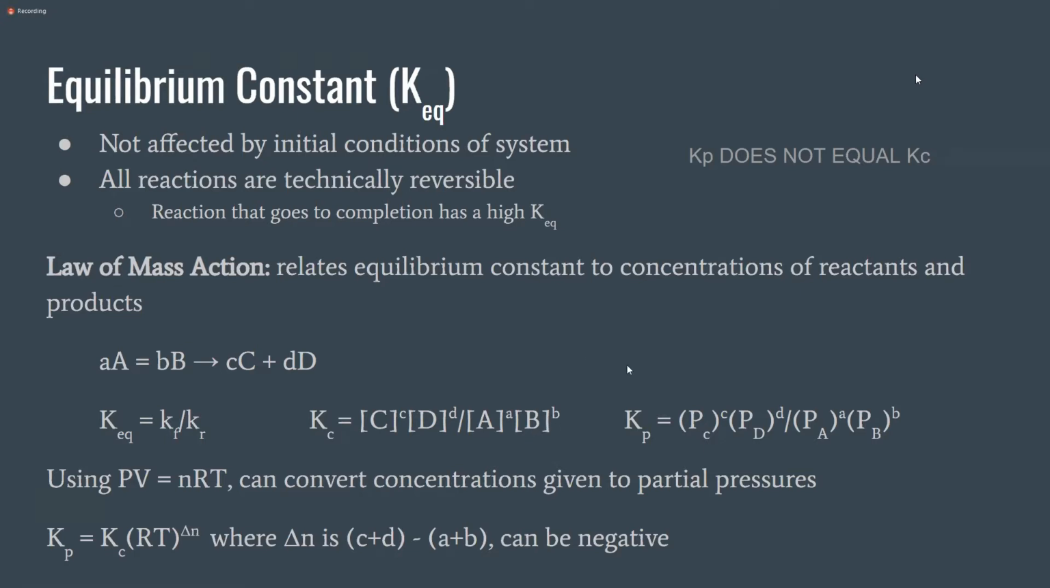Did we miss anything in this slide? So K equilibrium is not affected by the initial conditions. We already mentioned that. And all reactions are technically reversible. So even if the reaction goes to completion, it basically just means that it has a very high K equilibrium value. But it is still reversible. If you can somehow get to a situation where you can make the reverse reaction accelerate a little bit faster, you can obviously get the reverse reaction too.